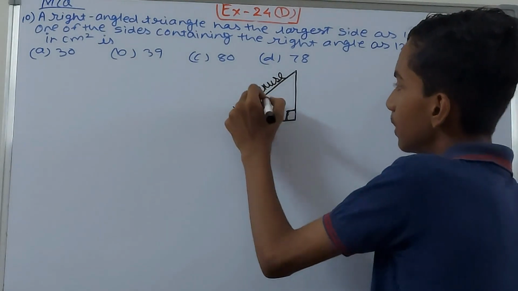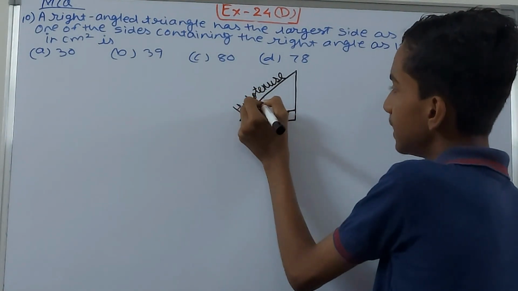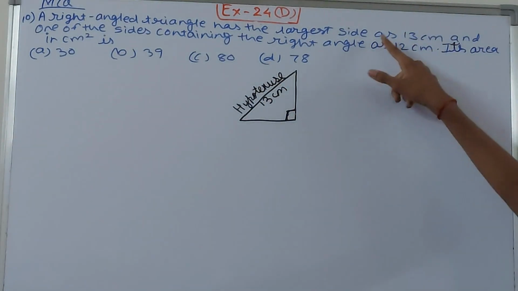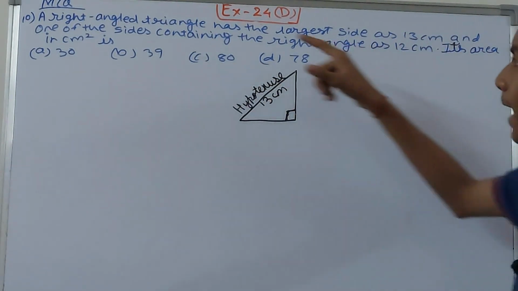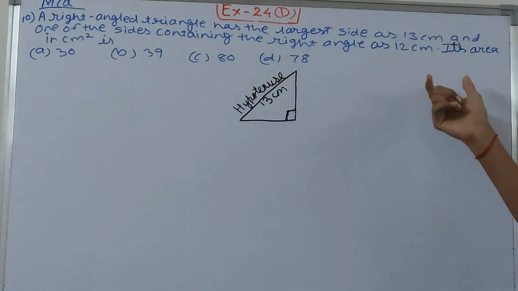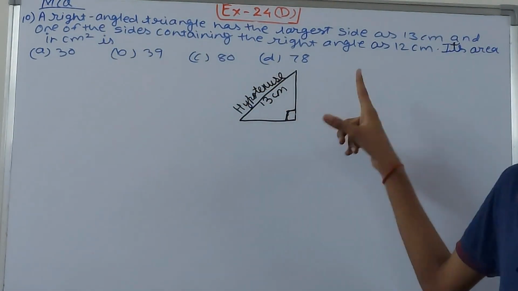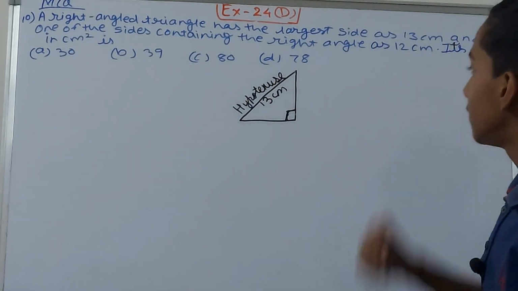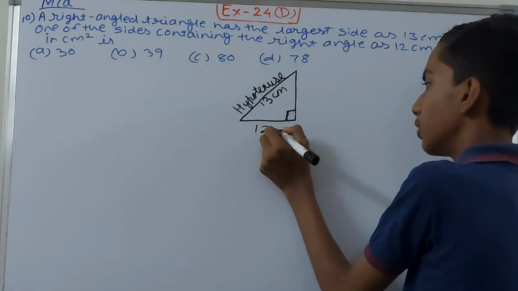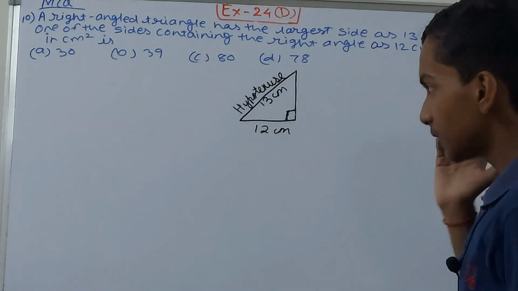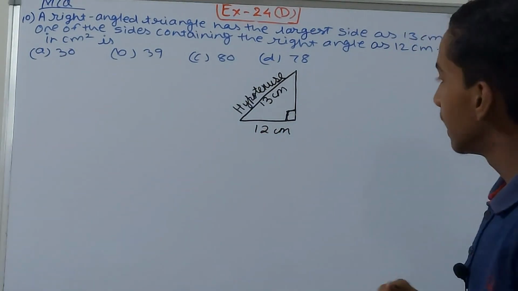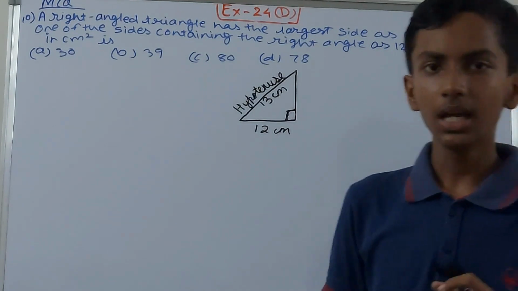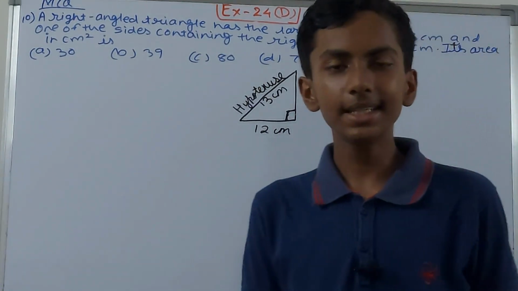So this one here is 13 centimeters. The one below it says largest side as 13 centimeter and one of the sides containing the right angle. These two sides contain the right angle, so any of these two can be 12 centimeters. Let's take this side for now because we don't know exactly what it is. So this side will be 12 centimeters, and this hypotenuse, which is the largest side, is 13 centimeters.